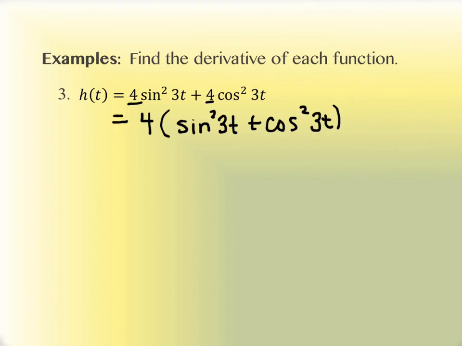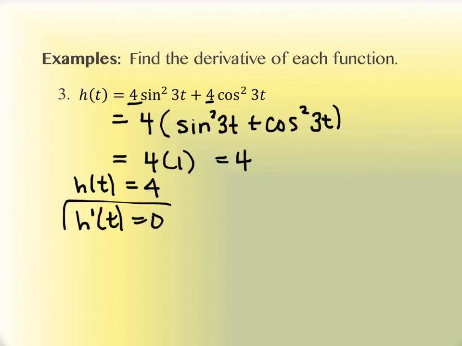Who's had trig recently? What's sine squared plus cosine squared? 1. So this is just 4 times 1, or 4. So my function, h of t, is equivalent to the value 4. What's the derivative of 4? 0.